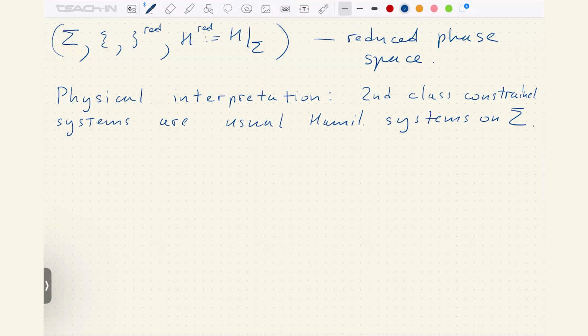from usual Hamiltonian system. So you can think that a second class system is a way to rephrase dynamics on sigma in terms of extended dynamics on a certain extended phase space. It may look a bit uninteresting. Indeed, conceptually nothing happens, but technically it can be still quite interesting, and this type of systems arise in applications, and it's useful to understand this sort of relations.